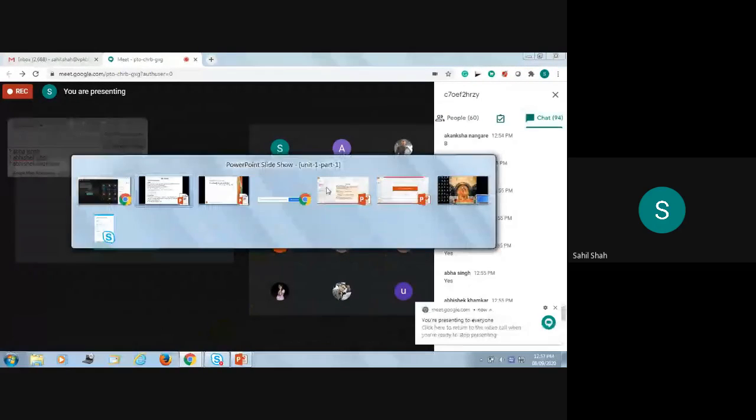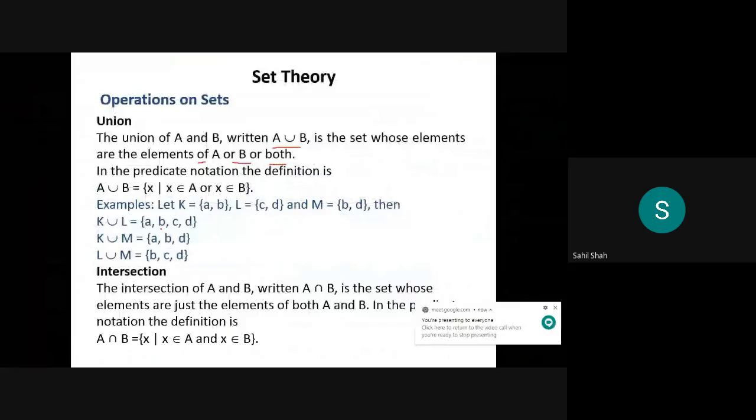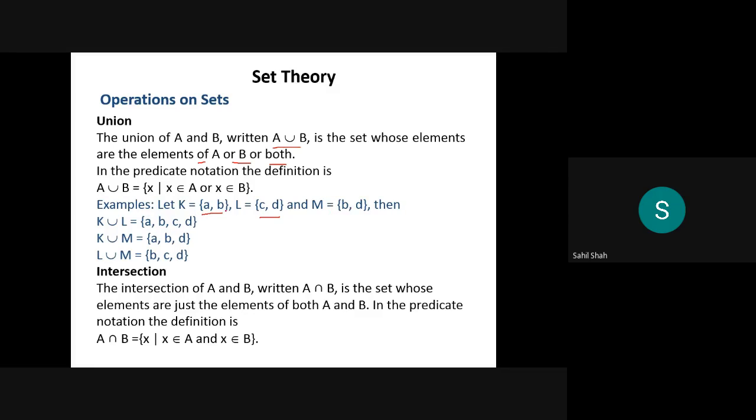Okay. So the example is in front of you. Let K be a set having two elements A, B, L be a set with C, D, and M be a set with B, D. Then union will take all the elements. So K union L is A, B, C, D. While taking union of K with M, I am observing that B is repeated. So I will not take B in the repeated fashion. I will consider B only once. So K union M is A, B, D.